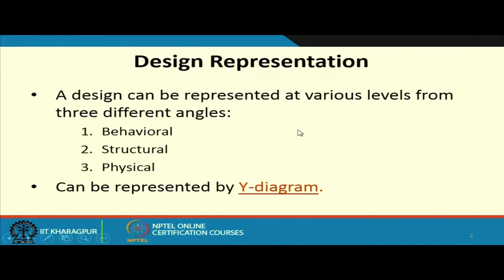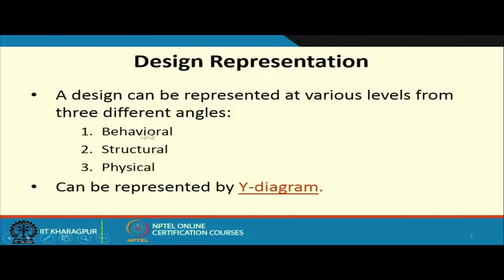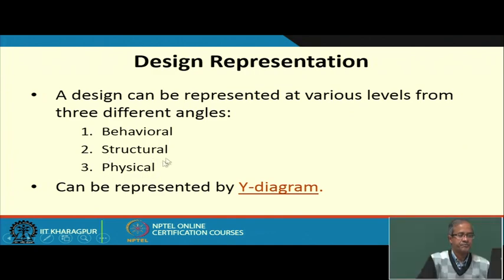Actually, what we are talking about here is that we have a design. This design can be at any level: a very high level design, an intermediate level design, or a very low level detailed design. But what we want to say is that design at any level can be visualized or viewed from three possible angles. The three angles are behavioral, structural and physical.